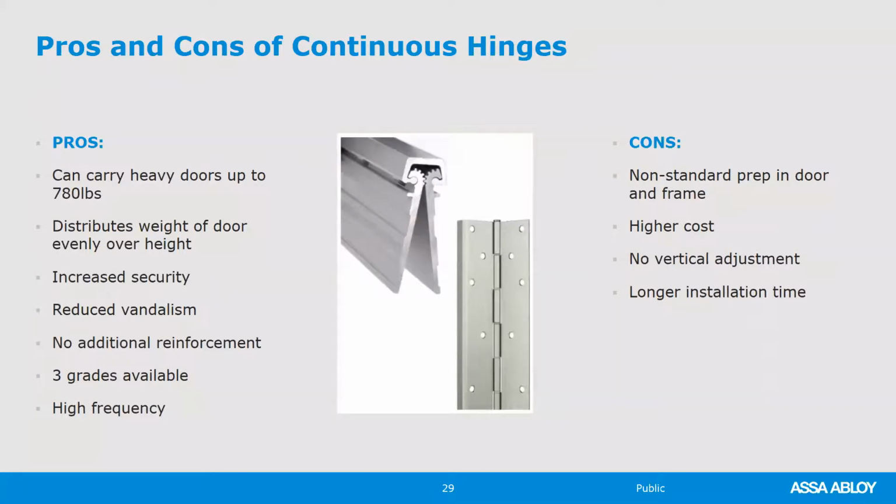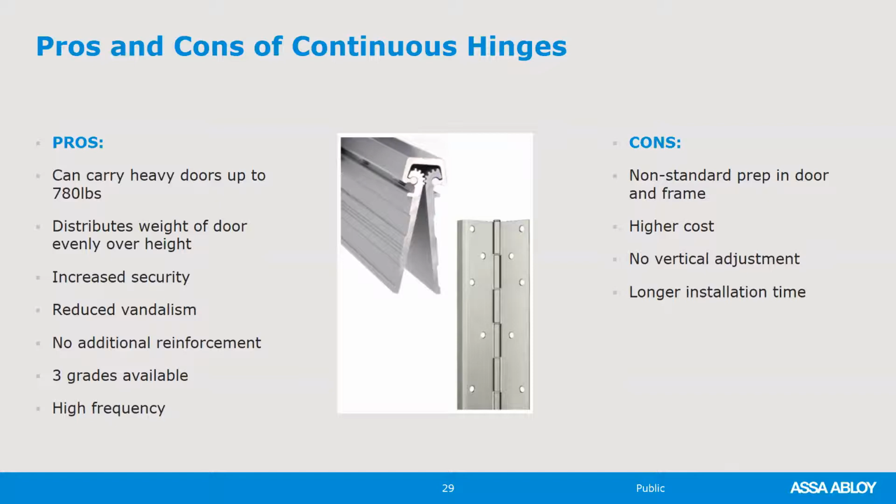Pros and cons of continuous hinges: they can carry heavy doors up to 780 pounds. They distribute the weight of the door evenly over the height, increase security because there is no gap between the door and the frame, and reduce vandalism because of that. You don't need any additional reinforcement in the frame.